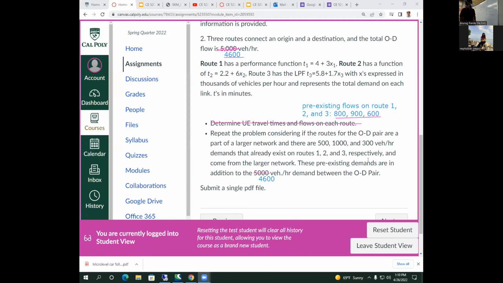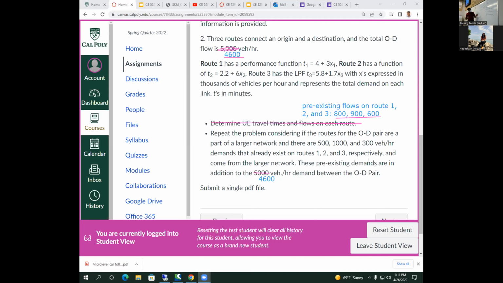Okay, so we'll try to solve this problem. x1, x2, and x3 have some pre-existing values. Again, all of these are in thousands of vehicles per hour, so I'll use 0.8, 0.9, and 0.6 for the 3 routes. And for T1, T2, T3, this time I might have a different order from your sheet, so be careful, because I think we were doing T1 and T2 in the problem here, and then T3 was here. But that's okay. It shouldn't matter as long as you're careful about how you're numbering it.